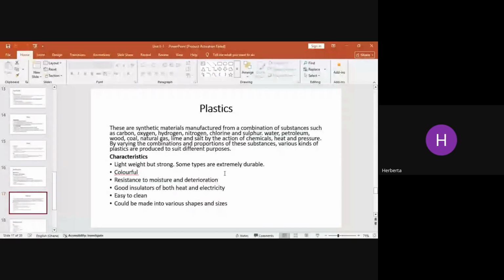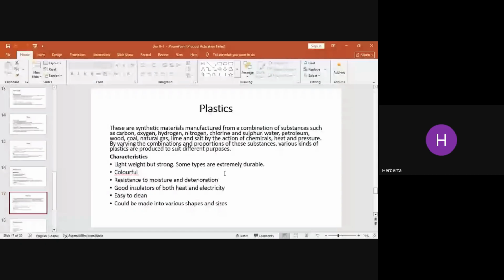What are the characteristics of plastics? They are lightweight but strong. Some are durable, extremely durable, and can last for ages. They are colorful. They are resistant to moisture and deterioration. They are good insulators, which means that they do not allow electricity to pass through them. They are easy to clean and could be made into various shapes and sizes.